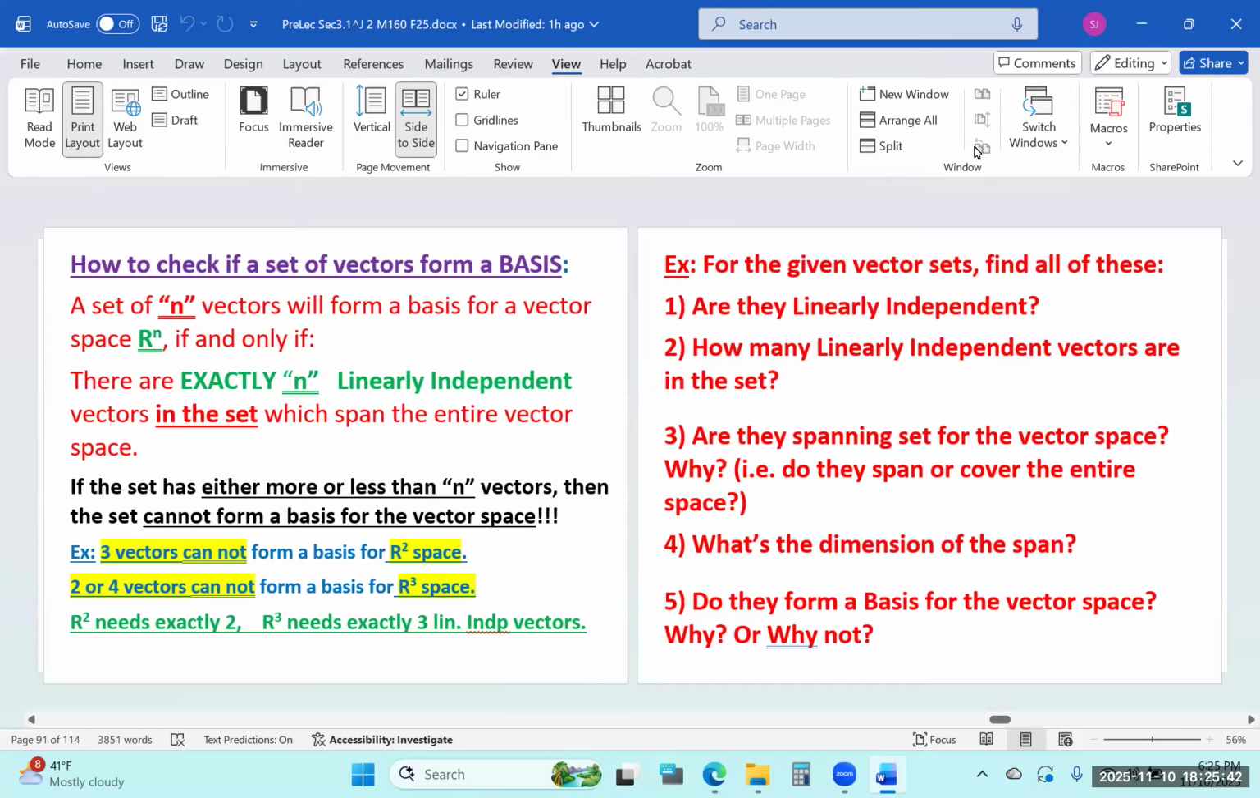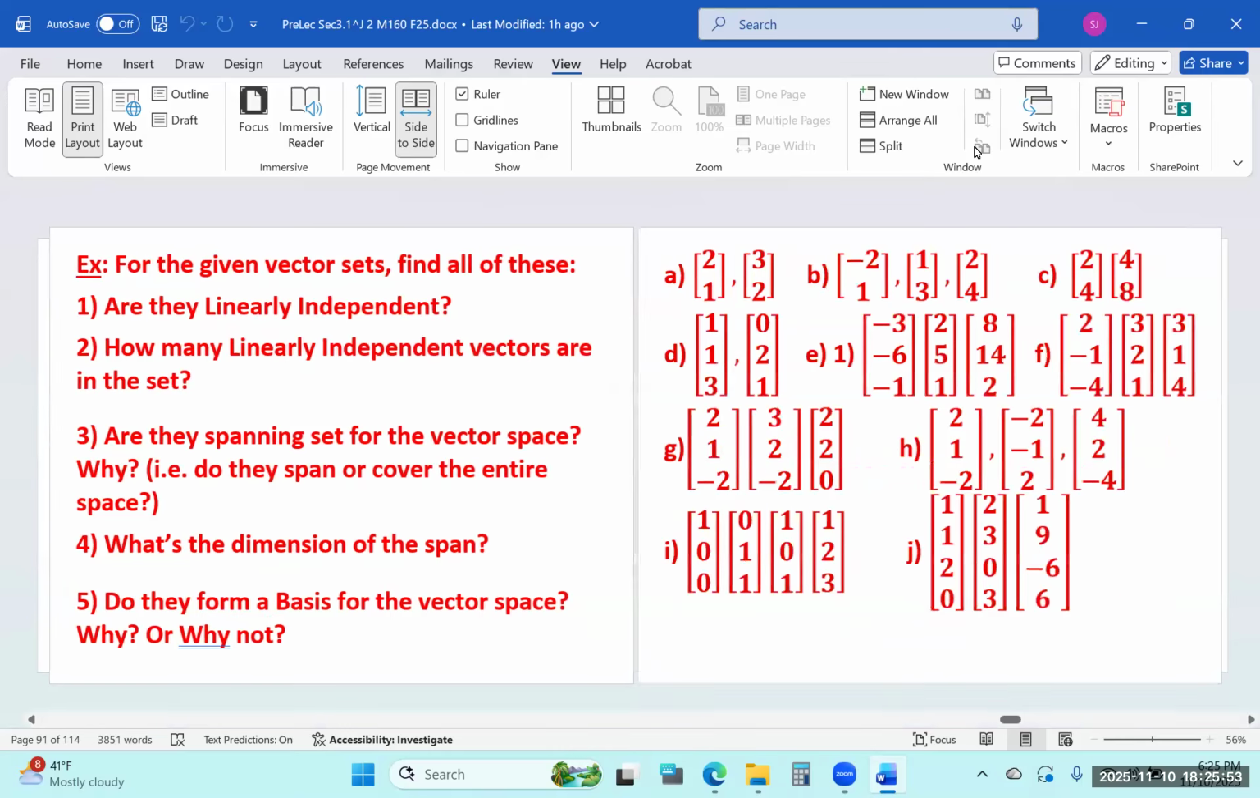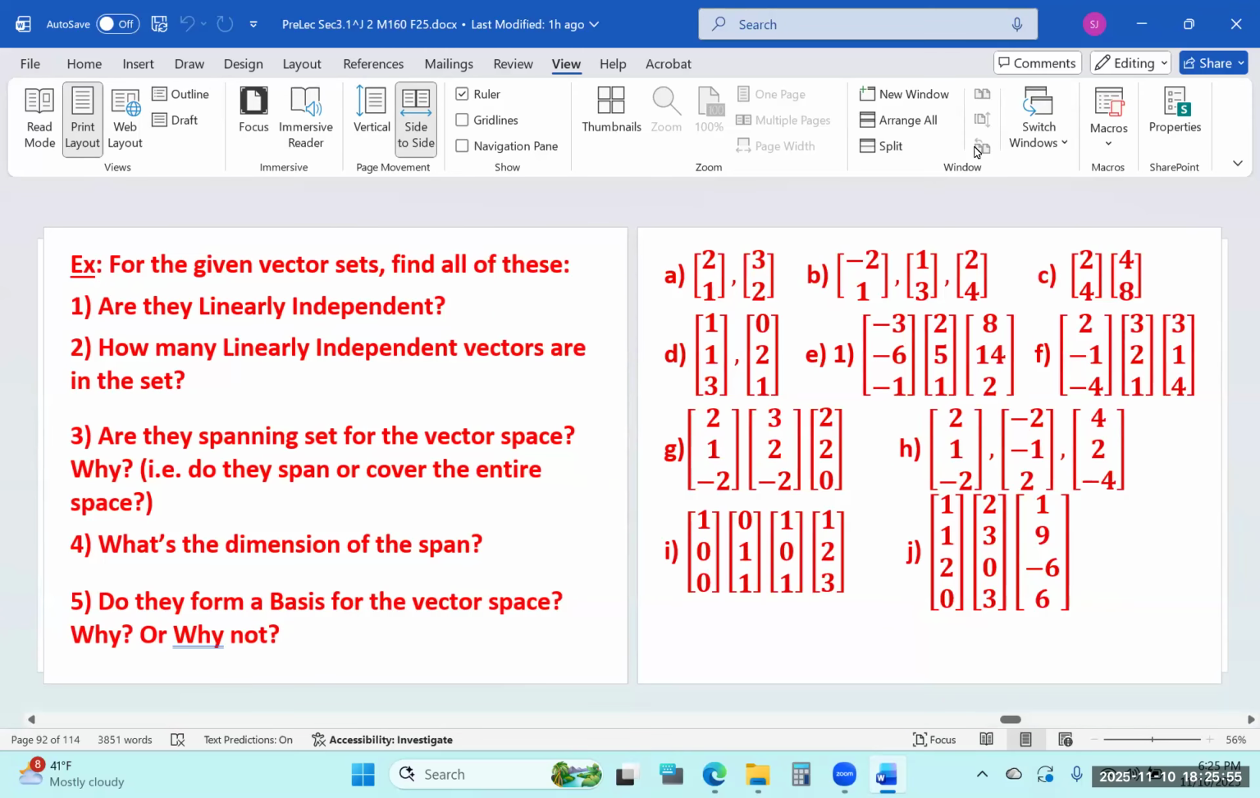Okay, so that's the background information we need to find the answers for all these questions. So we have a set of 10 questions: 2 in 2D, 3D, and I also had one in R4, but it was too big, so I just omitted that. For these questions, you need to explain all of this, and this will be in the exam.